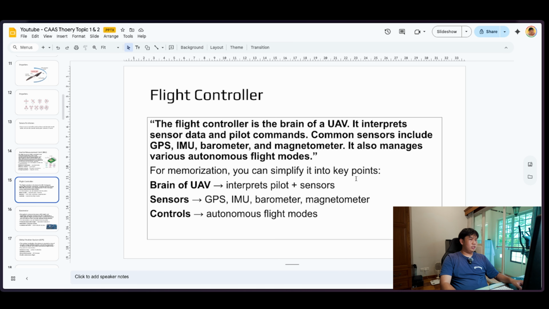So the flight controller is the brain of the UAV, and it interprets sensor data and pilot commands. The common sensors include the GPS, the IMU that we just talked about, the barometer, which we will talk about later, and the magnetometer. It manages various autonomous flight modes. So it's the brain of the UAV. It has sensors like GPS, IMU, and the controls.